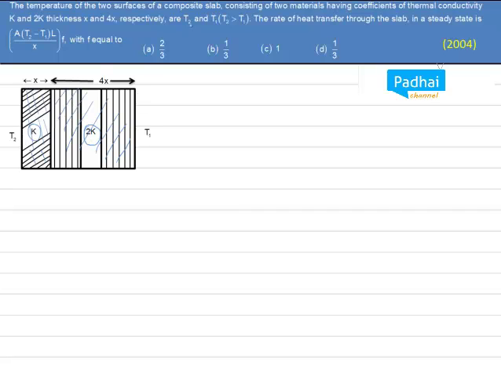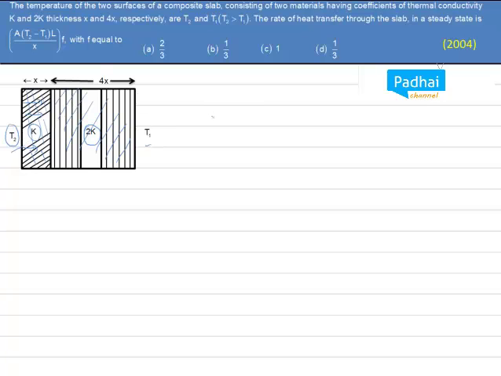Now they have their temperatures as T2 and T1, right? T2 is greater than T1. The rate of heat transfer through the slab in a steady state is this, with F equal to, what is this F, right? Now what will happen, since T2 is at the greater temperature? Heat will flow from over here, right?